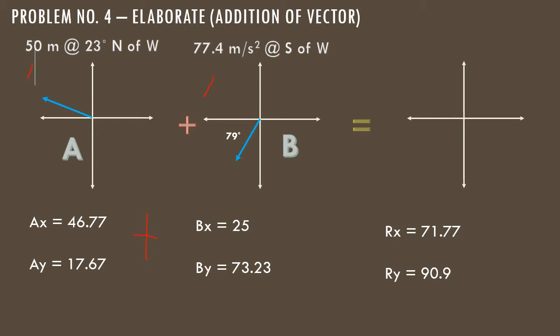So 46.77 plus 25 is equal to 71.77. Then this one, 17.67 plus 73.23 is equal to 90.19. So kapag nakuha na natin yung x and y component ng ating resultant, proceed na tayo sa pagkuha ng resultant.